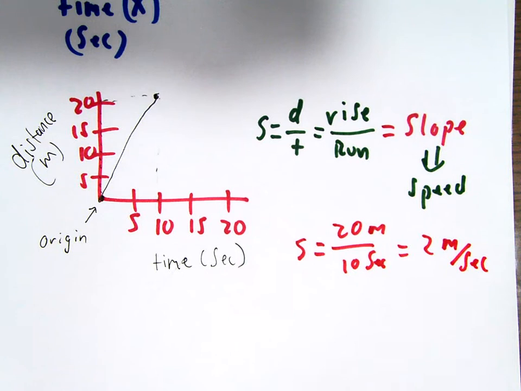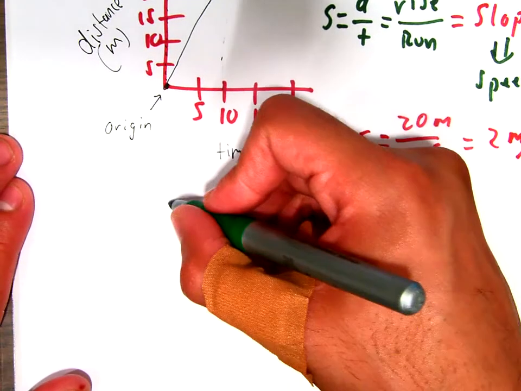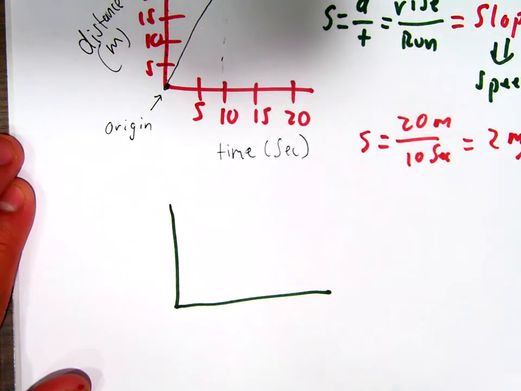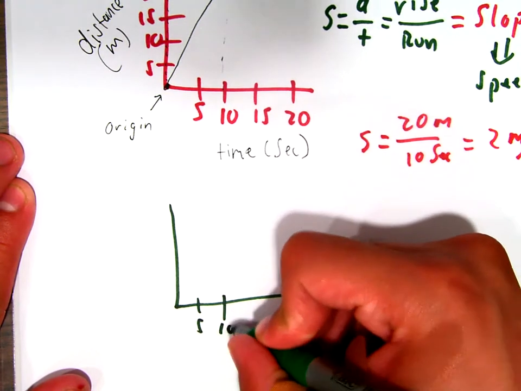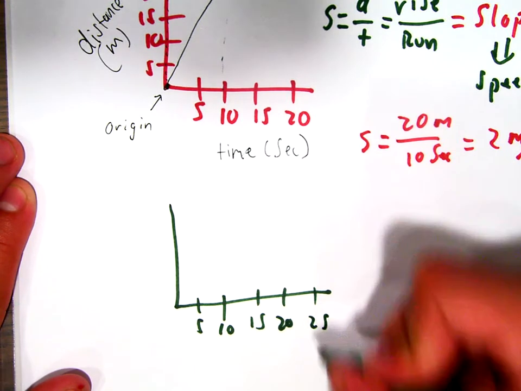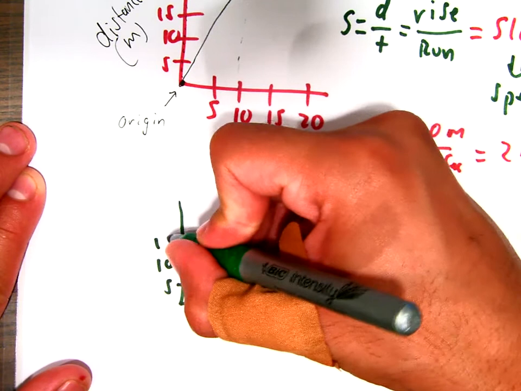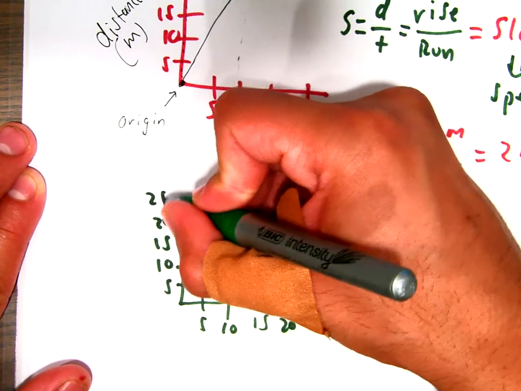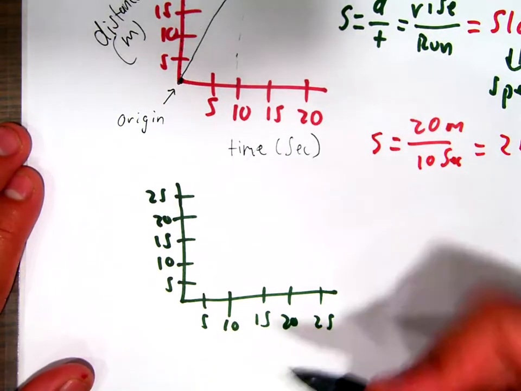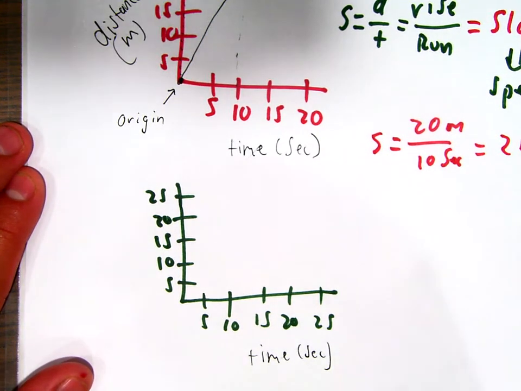So let's look at a little bit more complicated example, and we'll go from there. Let's say we have a graph that looks like, still sort of equal proportions here. We can go fives again. We'll go 5, 10, 15, 20, 25. We'll do the same thing over here: 5, 10, 15, 20, and 25 up here. We still have time here in seconds, and we still have distance here in meters.